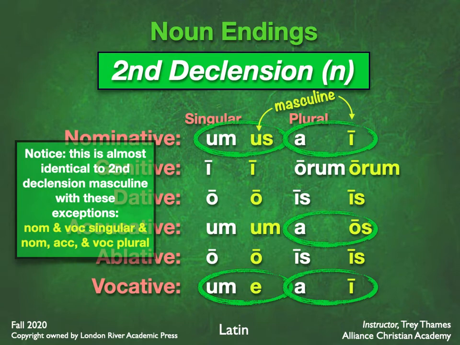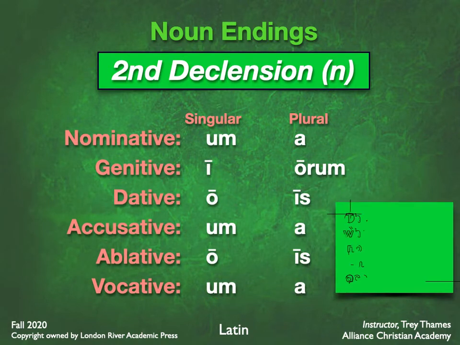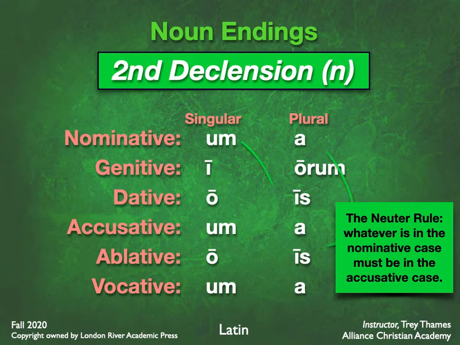Everything else is going to be the same, except here's our second thing you need to know about second declension neuter. We have what we call the neuter rule: whatever is going on in the nominative case will also be the same thing in the accusative case. So nominative singular and accusative singular are the same. Nominative plural is A, so therefore accusative plural also has an A. And again the vocative rule is the same thing: whatever's in the nominative is in the vocative. So that's the most important things you need to know about the second declension neuter.